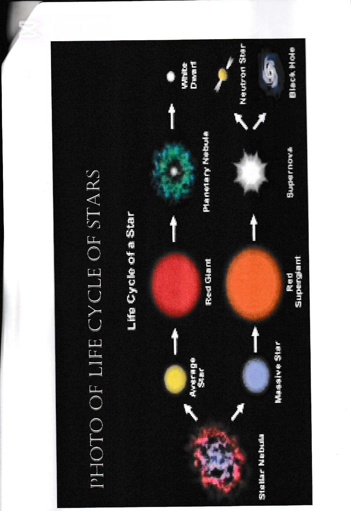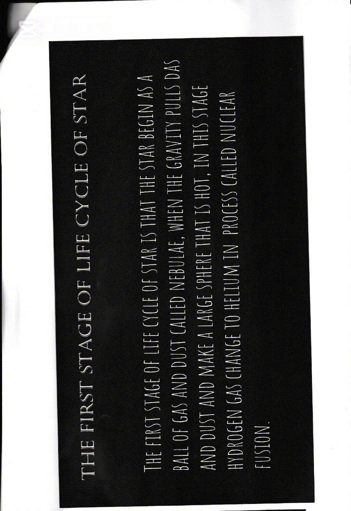In this diagram, it shows that a nebula can become an average star, then a red giant, then a planetary nebula, then a white dwarf, or it can become a massive star, then a red supergiant, then a supernova, then a black hole, or it can be a neutron star. The first stage of the life cycle of a star.